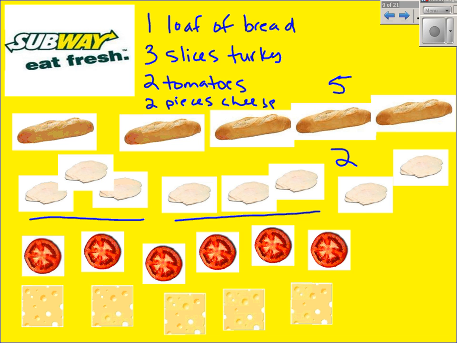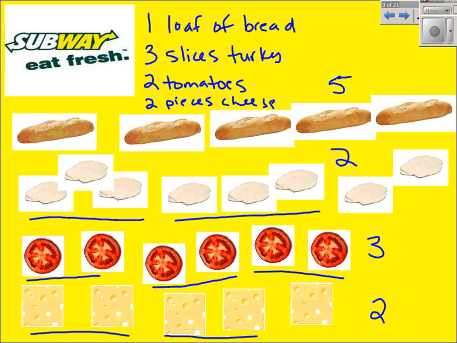What about the tomatoes? Well, it takes 2 tomatoes for each sandwich. So there's 1 sandwich, 2 sandwiches, 3 sandwiches. You can make 3 sandwiches based on the tomatoes. And finally, the cheese. You have 1 sandwich, 2 sandwiches with 1 left over. And so a maximum of 2 sandwiches can be made based on the cheese.